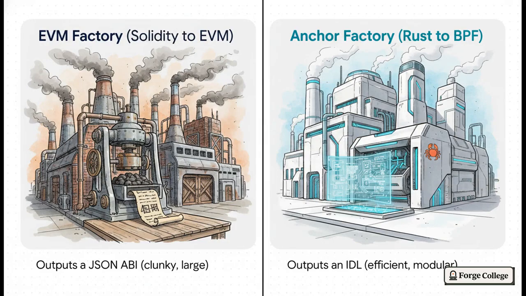Let's zoom in on that compile step for a second. Think of this like a giant manufacturing plant. Over on Ethereum, you input Solidity, the machinery cranks it into EVM bytecode, and the output you get on the loading dock is a JSON ABI.